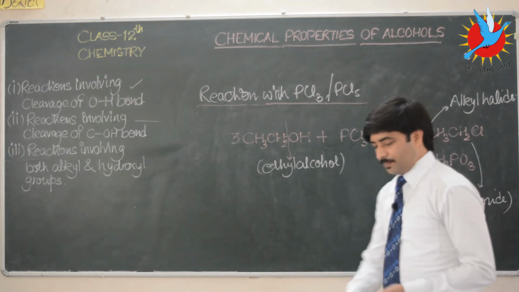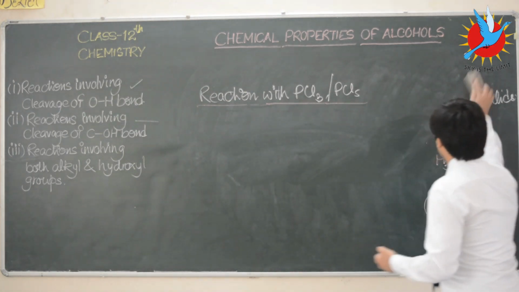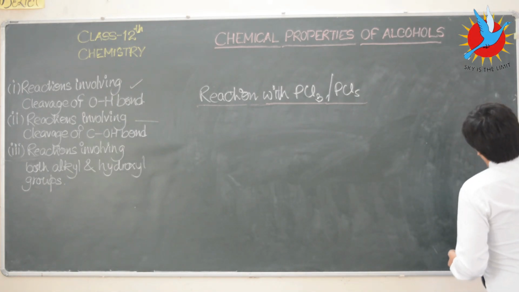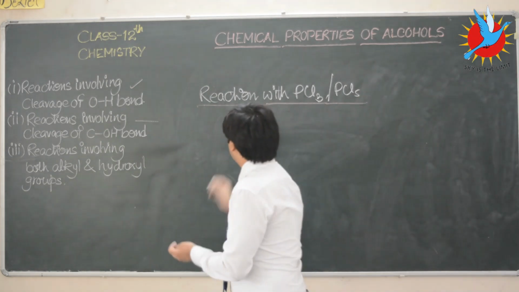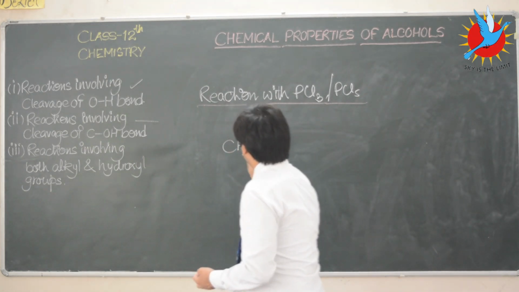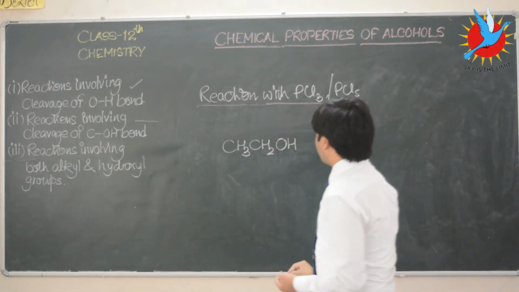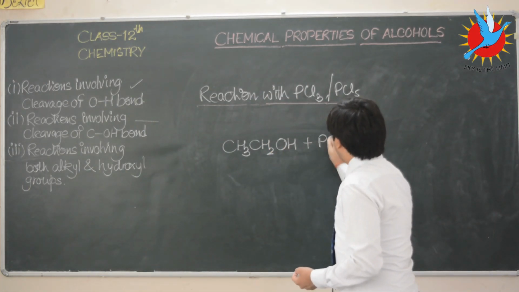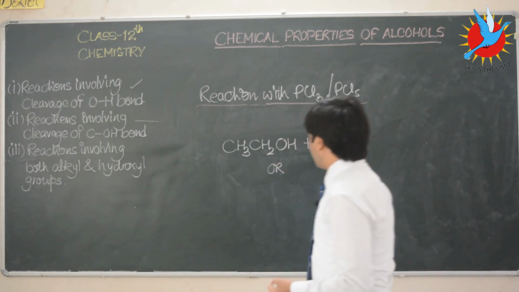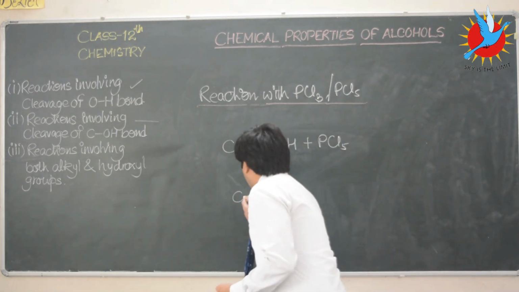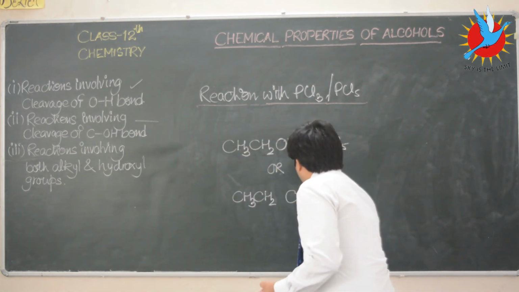At the same time, if we are talking about phosphorus pentachloride, CH3CH2OH upon reaction with PCl5, we can write it in this way so that we can predict the product very easily. CH3CH2OH.